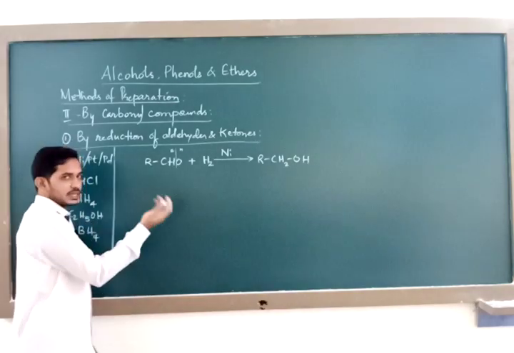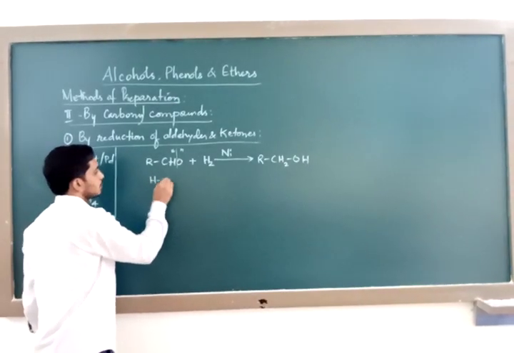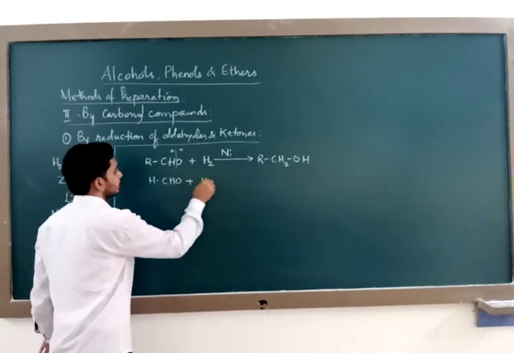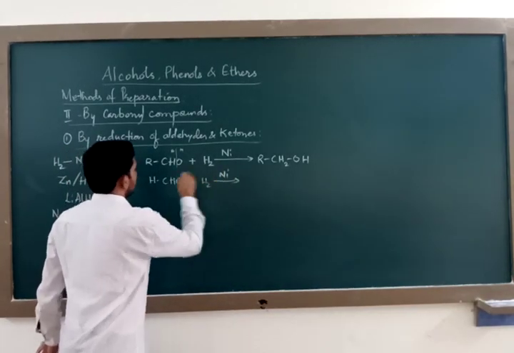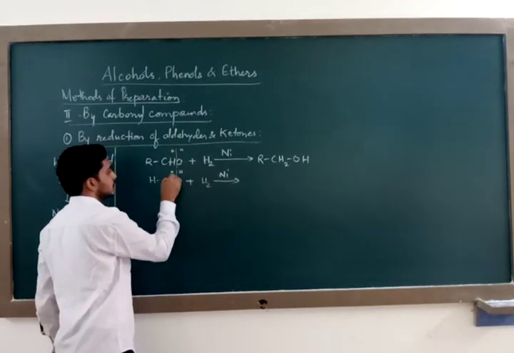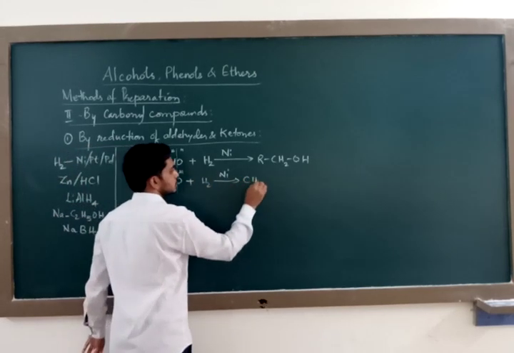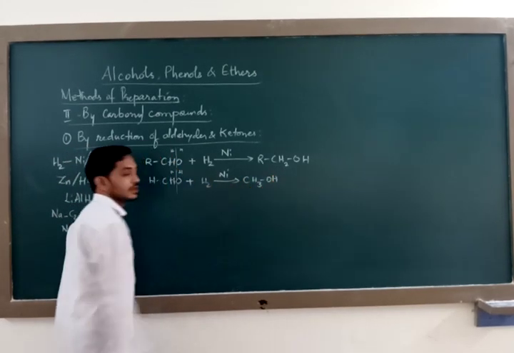Try this with some other compounds. If R is H, that is formaldehyde, then you will get H and H, CH3OH.